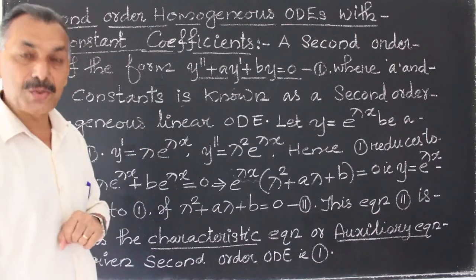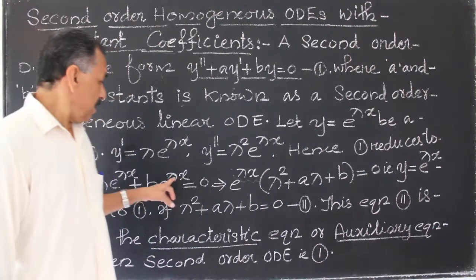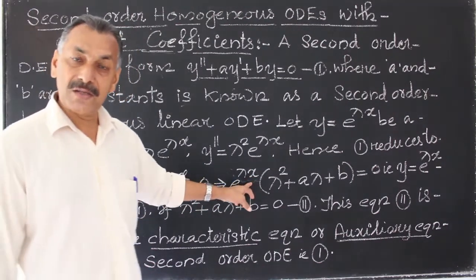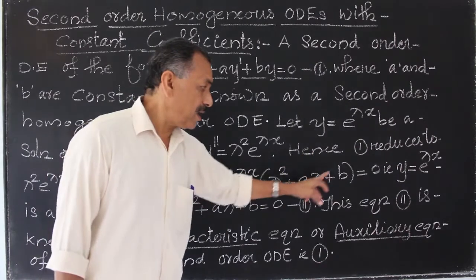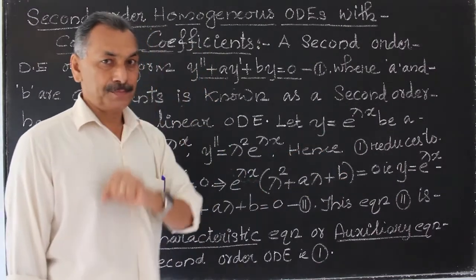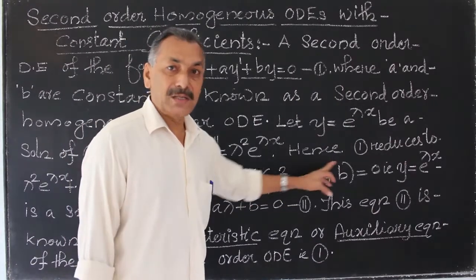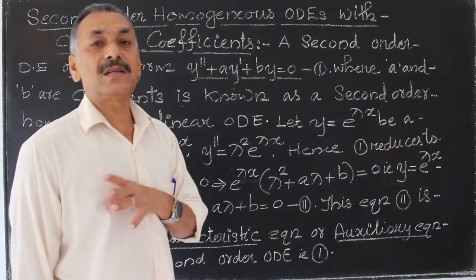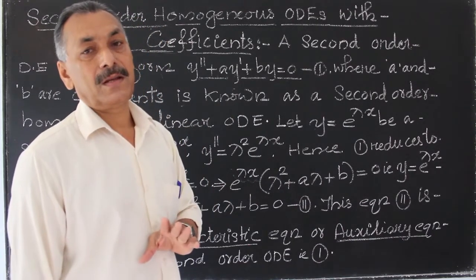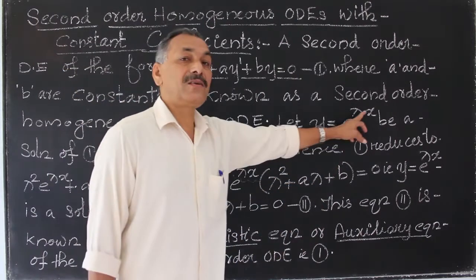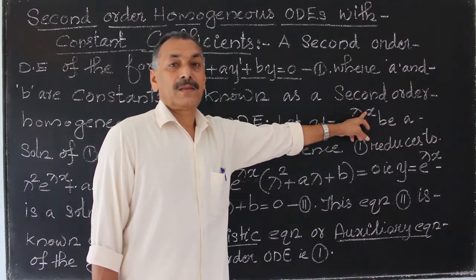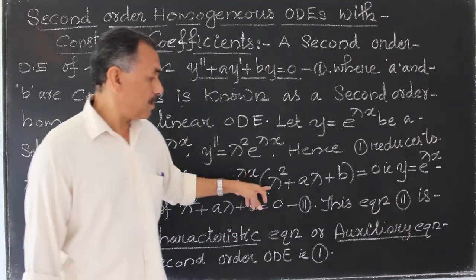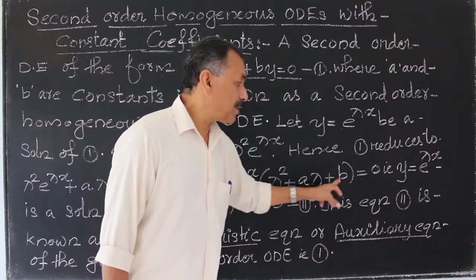Since y is equal to e raised to lambda x is a solution, taking e raised to lambda x outside, you have e raised to lambda x into lambda square plus a lambda plus b is equal to 0. This product is equal to 0. And y is equal to e raised to lambda x is a non-zero solution. e raised to lambda x is not equal to zero, so the product is zero only if lambda square plus a lambda plus b is equal to 0.